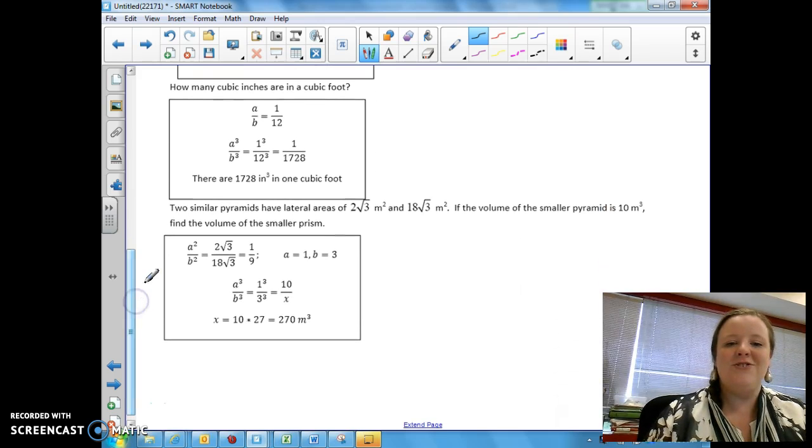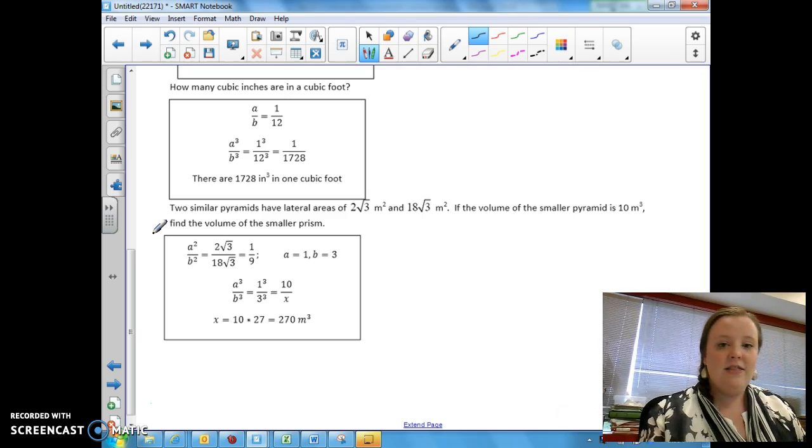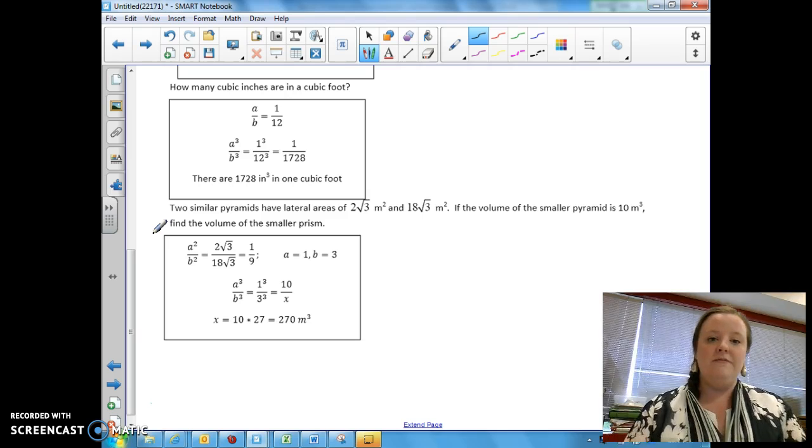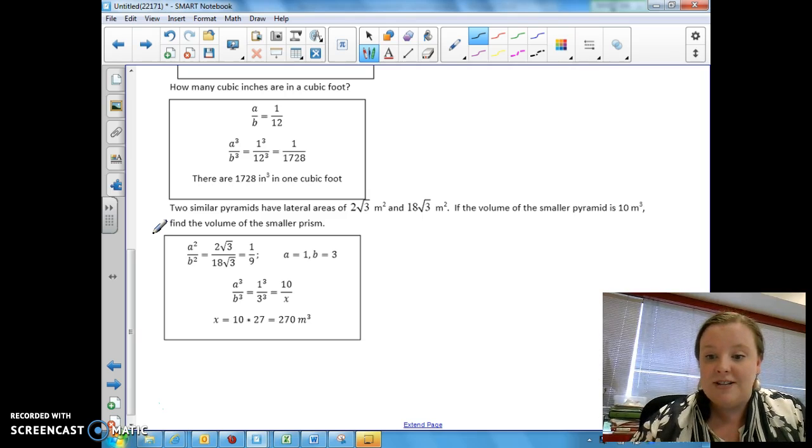How many cubic inches are in a cubic foot? Oh, I love these problems. So I know that if we're just looking at a length, there is 1 inch in a foot. So the scale factor is 1 to 12. So if we take that to cubic, that means we have to cube everything involved. So we get a cubed over b cubed equals 1 cubed over 12 cubed, or 1 over 1,728. So there are 1,728 inches cubed in 1 cubic foot, which is pretty cool.